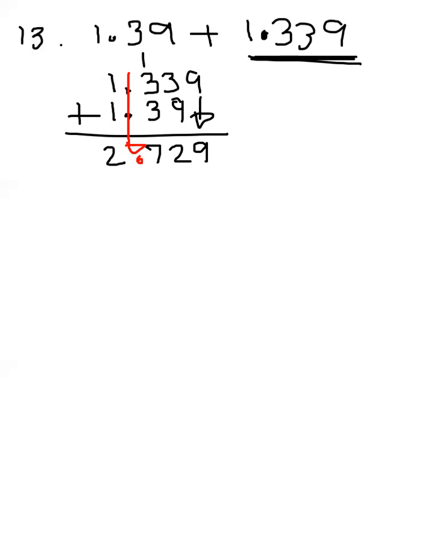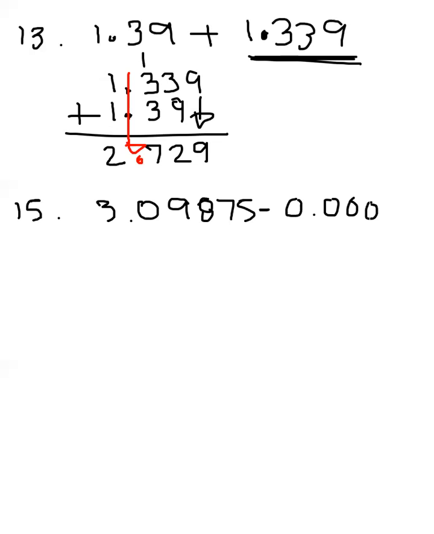Moving on to number 15, we're subtracting. So we have 3.0987 minus 0.00045. Okay. So again, the same thing as adding and subtracting, we have to align our decimals.